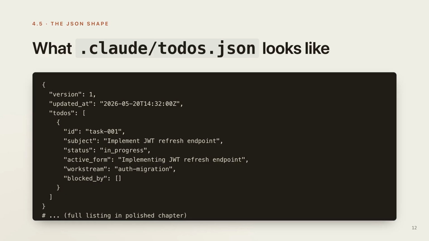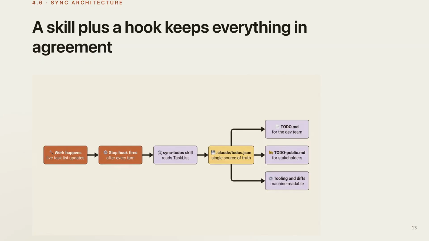The full listing in the polished chapter has the description field, the blocks list, and timestamps for created and completed times. The fields are exactly the ones the task tools use internally, plus the workstream tag for grouping in the rendered view. This is what makes the sync trivial. The in-session state and the on-disk state have the same shape, so the skill just reads one and writes the other. Let's explain the sync architecture as a flowchart.